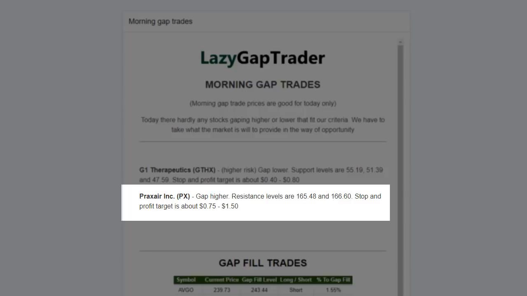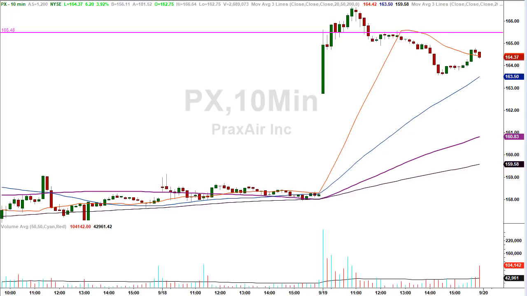Well, in the course, I teach traders how to turn some of these trades into risk-free, emotionless trades. Our objective is to pocket some profit right out of the chute and let the rest run for a larger gain. Anyway, back on the chart of PX, the stock closed yesterday at 158.22.